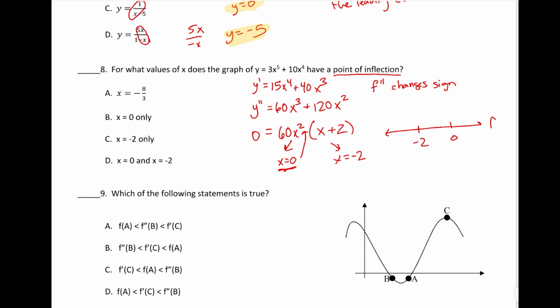So here's my sign chart for f double prime, and we're looking for a potential sign change. So if there's a point of inflection, it's going to be at either -2 and 0. It might be both, right? If our answer is D, it could be both. But that would mean we need a sign change at both.